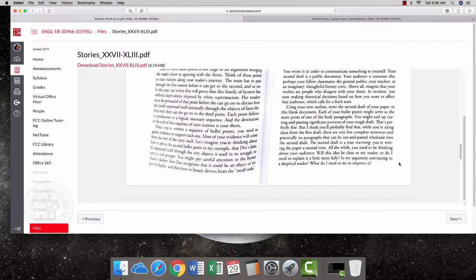Each of your bullet points might serve as the main point of one of the body paragraphs. You might end up cutting and pasting significant portions of your rough draft. That's perfectly fine, but I think you'll probably find that while you're using ideas from the first draft, there are very few complete sentences and practically no paragraphs that can be cut and pasted wholesale into the second draft. The second draft is a true rewriting. You're writing the paper a second time.